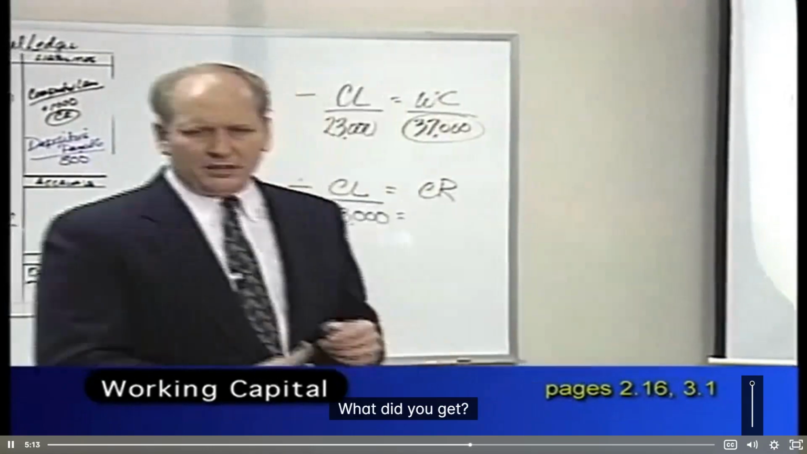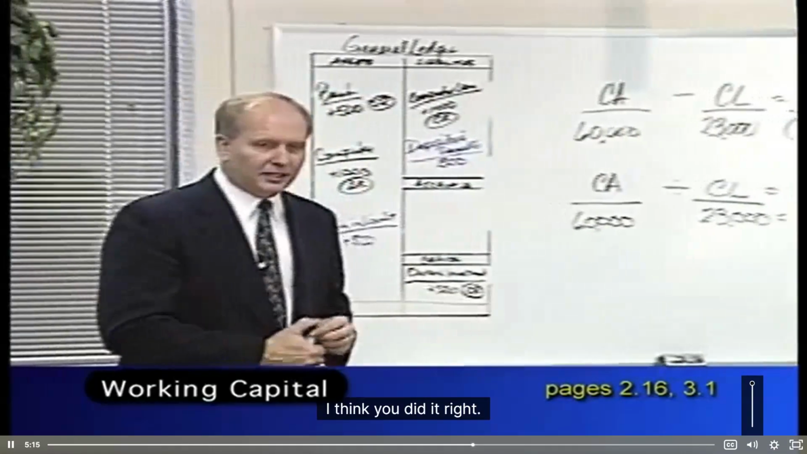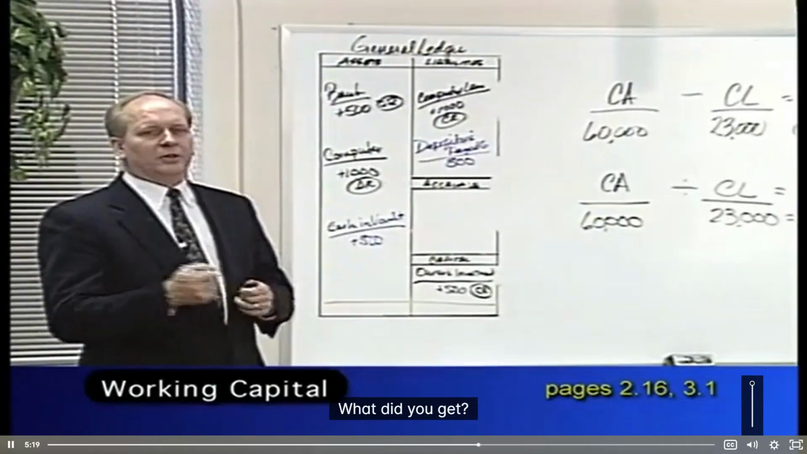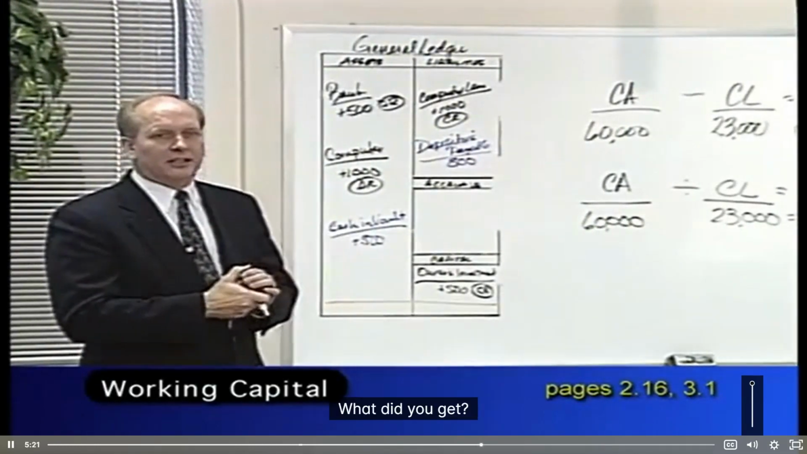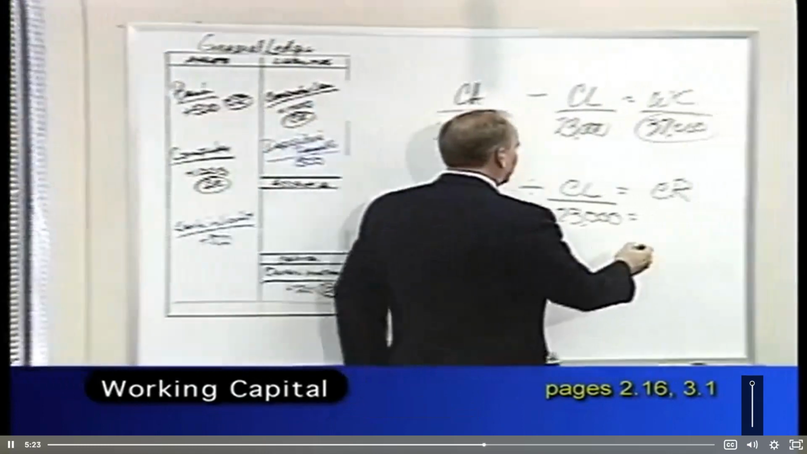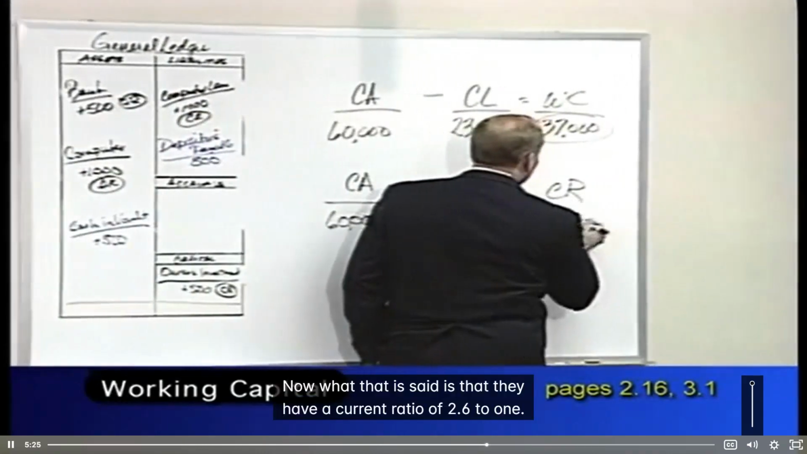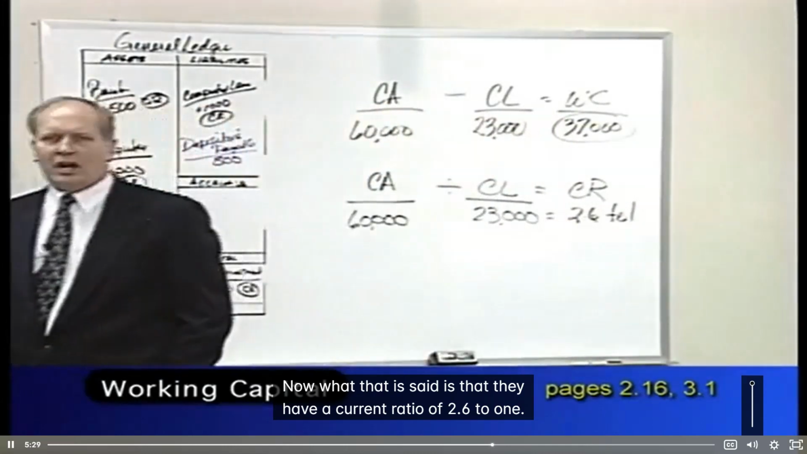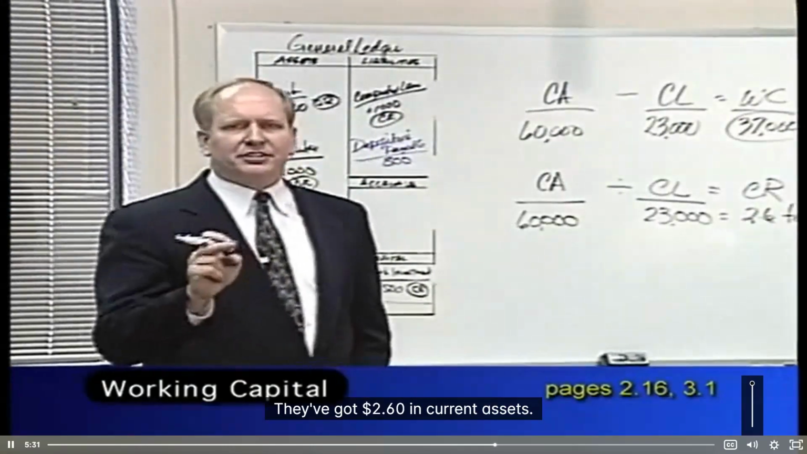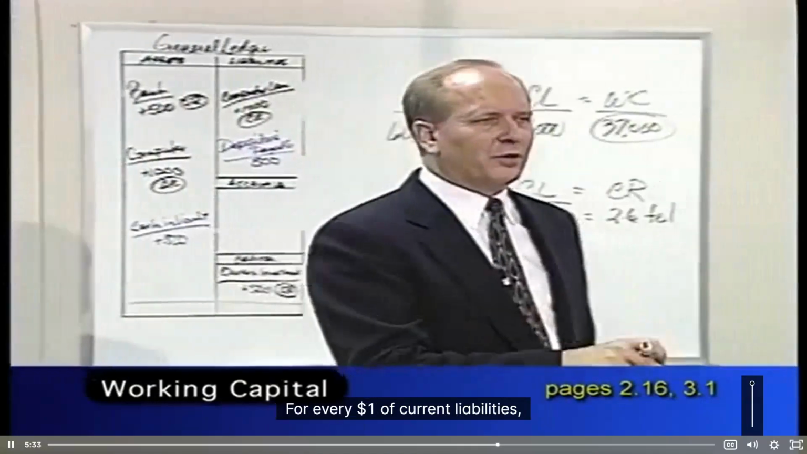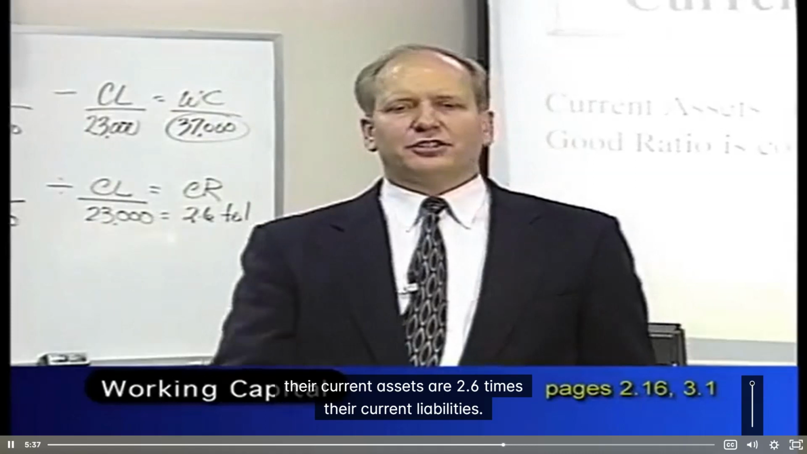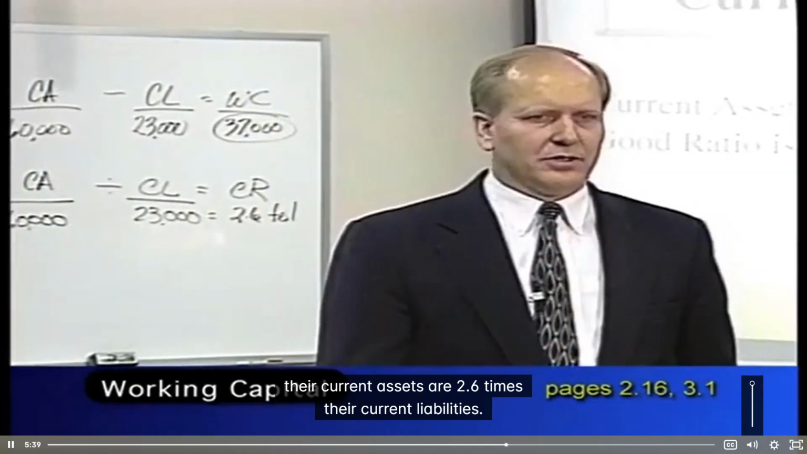What'd you get? I did it wrong. Yeah, I think you did right. Really? Yeah. Okay. What'd you get? 2.61. 2.6. Okay? Now, what that has said is that they have a current ratio of 2.6 to 1. They've got $2.60 in current assets for every $1 of current liabilities. Their current assets are 2.6 times their current liabilities.